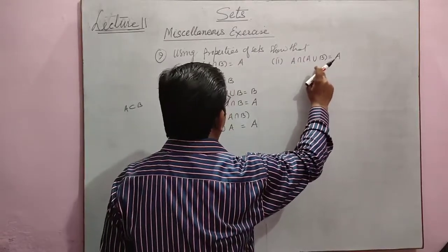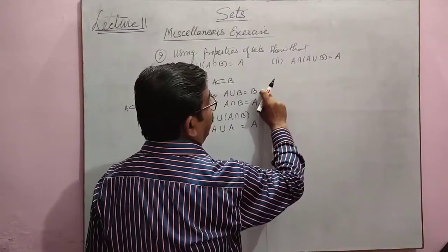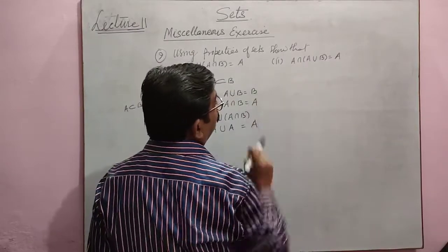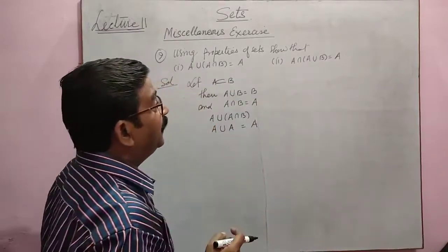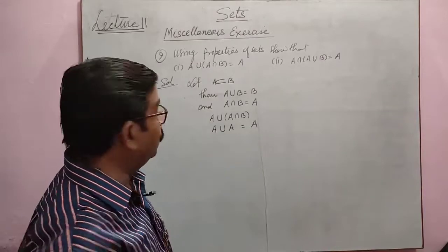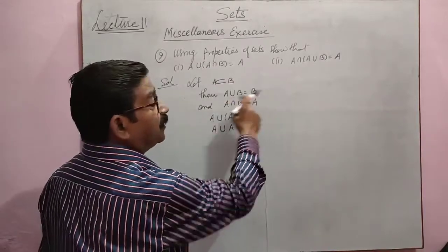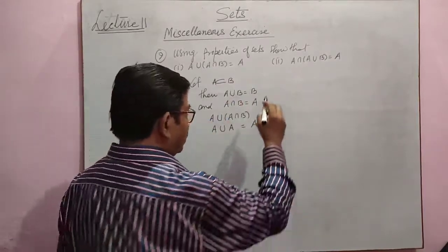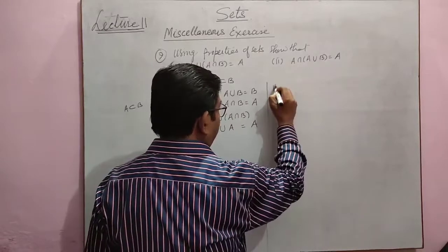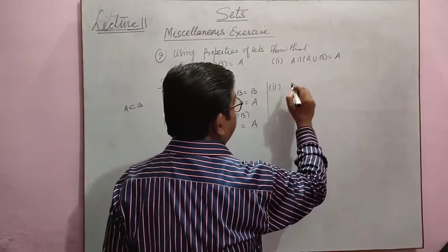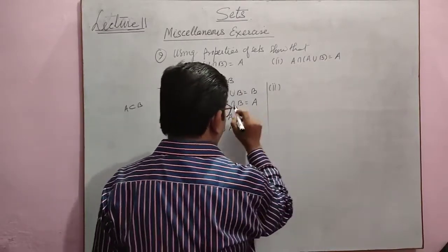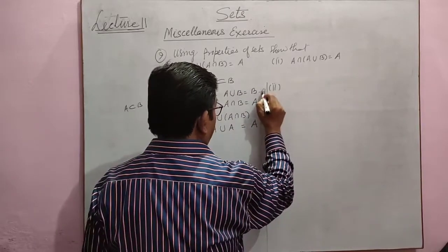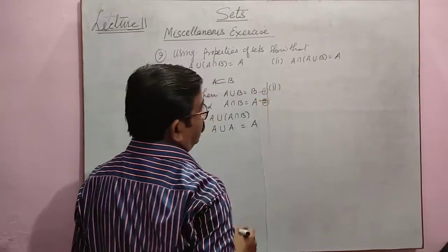A union B is equal to what? B. A union B is equal to B. So you can find A intersection B is what? That is equal to A. I have written A, so I am writing the second part also. You can see, very simple one. See, I have already given two conditions, first and second, two equations.